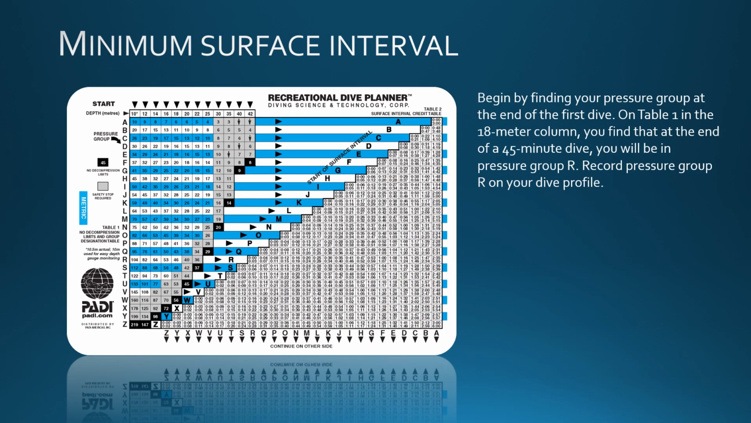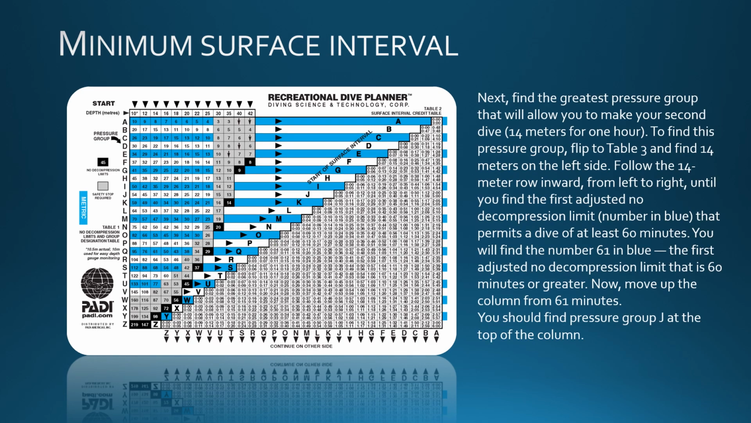First, we need to find our pressure group at the end of the first dive. So look at table 1 and find the 18-meter column. Our dive was 45 minutes, so find 45 or higher and scroll right to the pressure group letter. Did you get R? That's our pressure group at the end of our first dive, R.